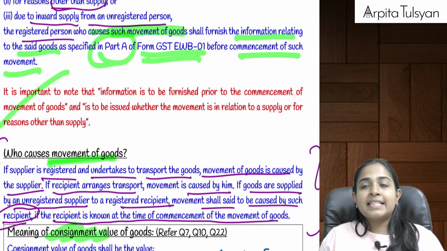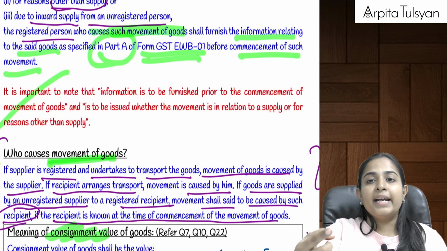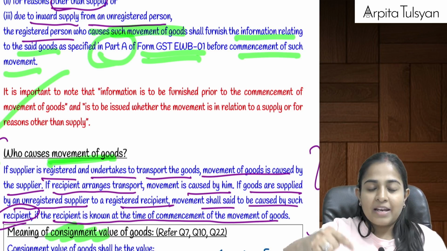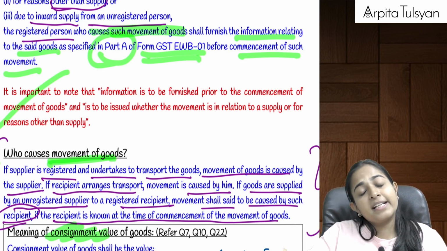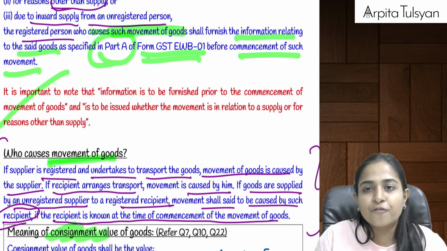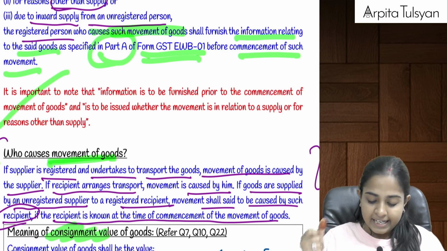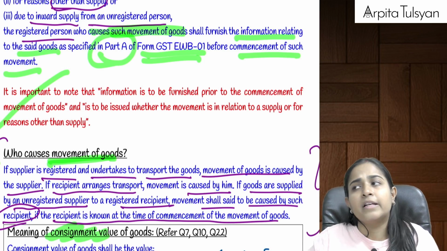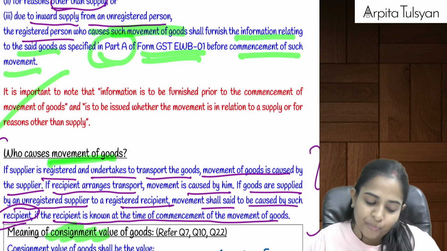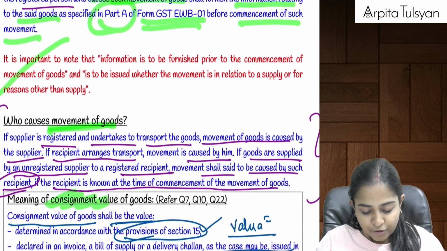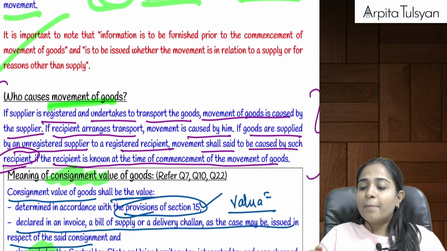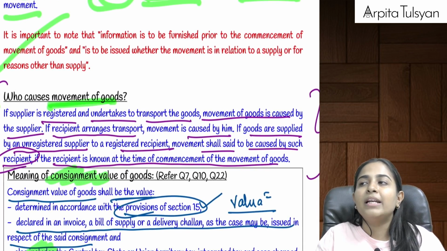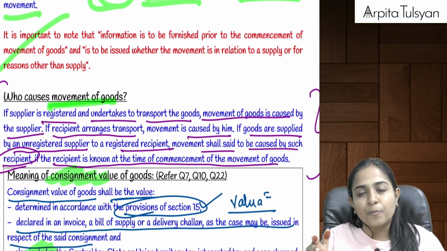If the recipient is arranging for the transport, the recipient is the person causing movement of goods, so he will generate the e-way bill. Are you clear with this? If both of them are unregistered persons, then the transporter is the person causing movement of goods and he will be responsible for generating the e-way bill. But again, it is required only when the consignment value exceeds rupees 50,000.